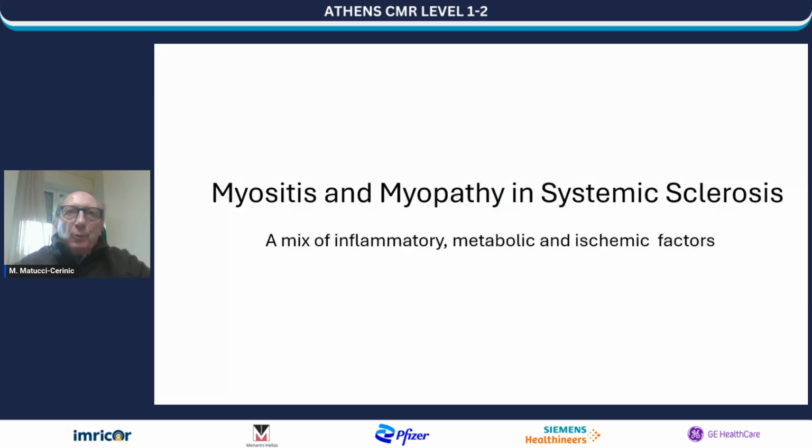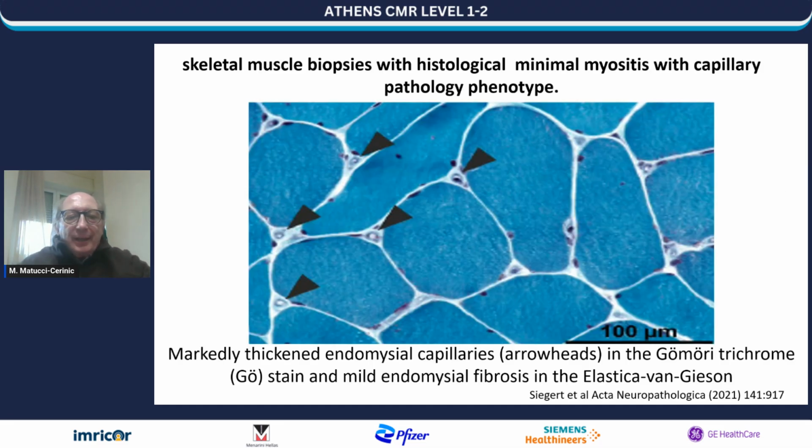So when we look at myositis and myopathy, it's in reality a mix of inflammatory, metabolic, and also ischemic factors. The next one, please. And you may see here that this is a biopsy of the skeletal muscles. You see a minimal myositis, but you already see the pathological involvement of the capillaries, and you see that these capillaries are thickened. That is a classic feature of systemic sclerosis.